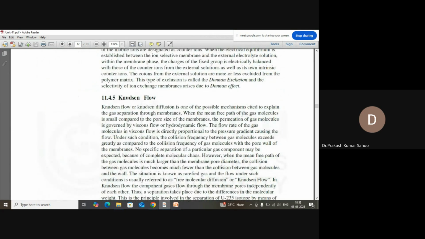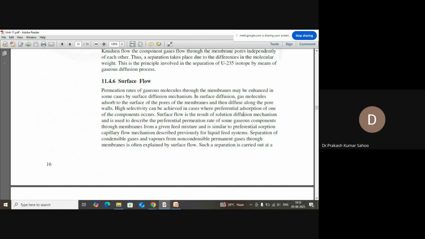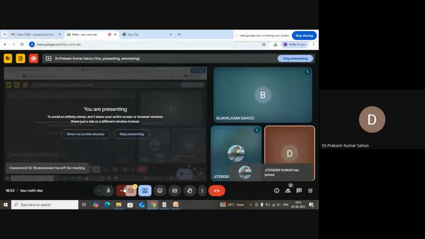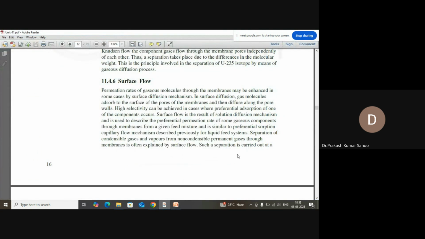Just go through this. We have the Knudsen flow, which is one of the possible mechanisms cited to explain the gas separation. In surface flow, the permeation of gaseous molecules through the membrane may be enhanced in some cases by a surface diffusion mechanism.